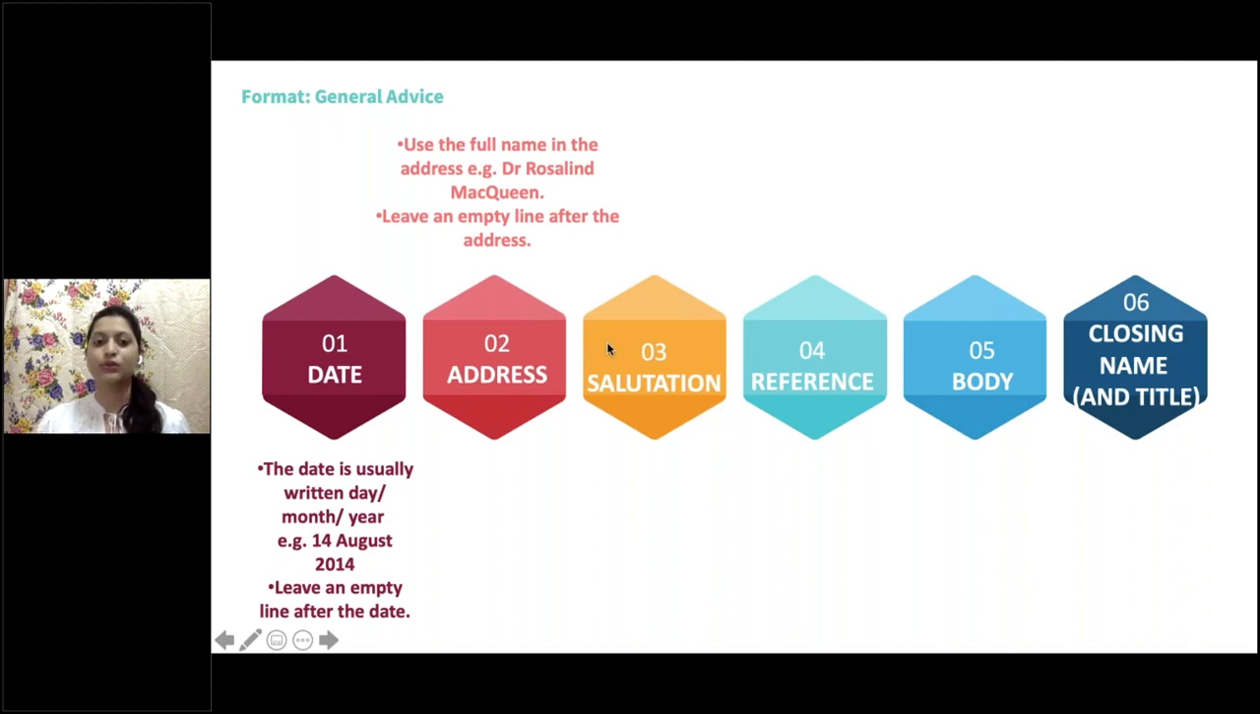Next comes your address. Use the full name in the address, whatever is mentioned in your task. Here is just a brief example. And then again, you leave a line after the address.